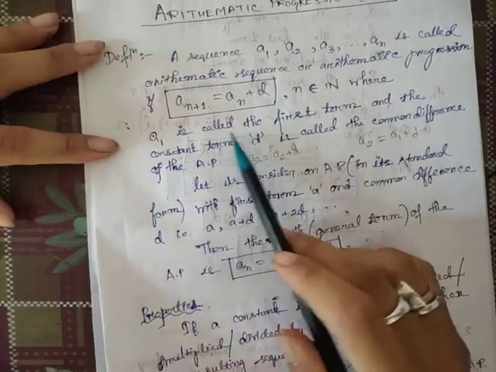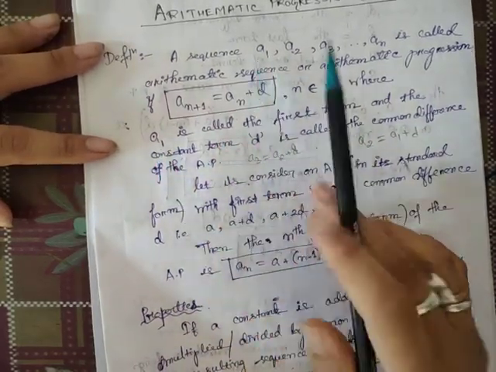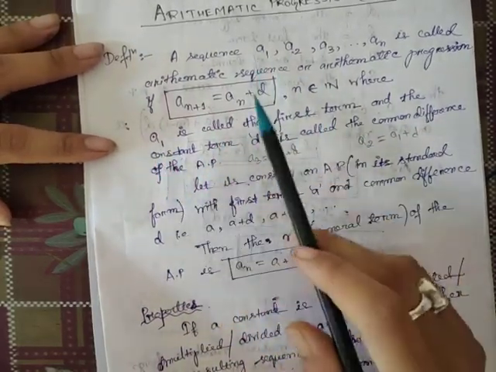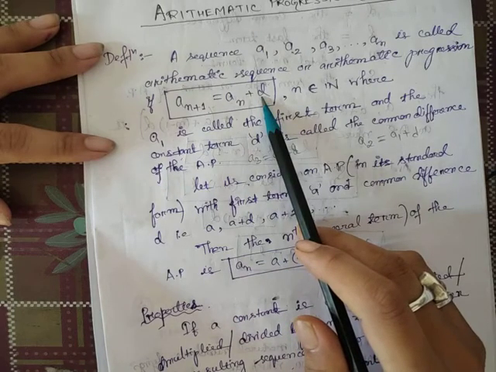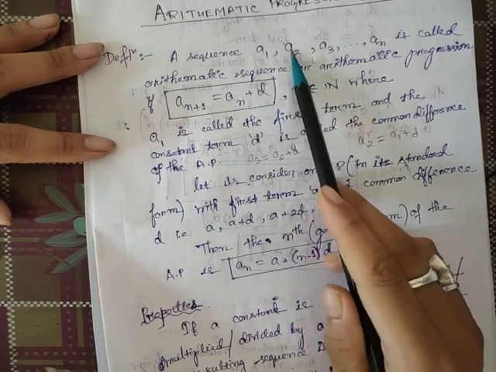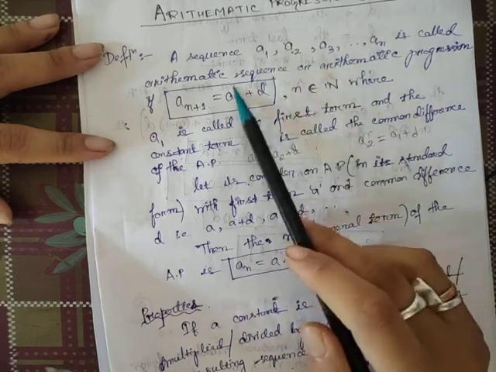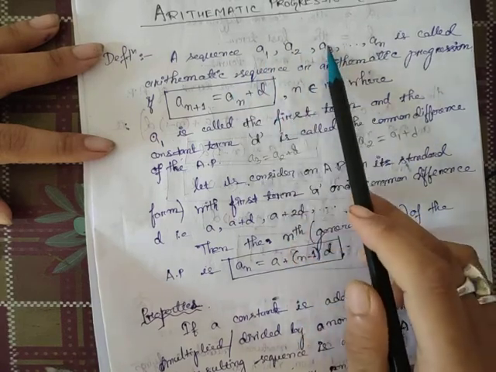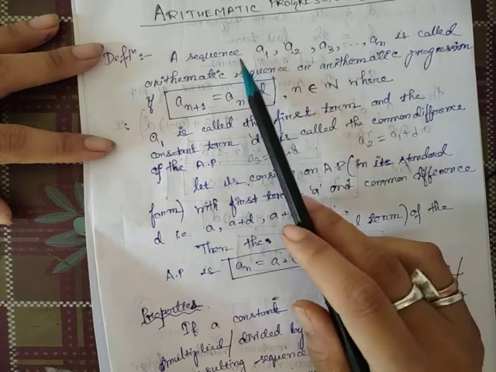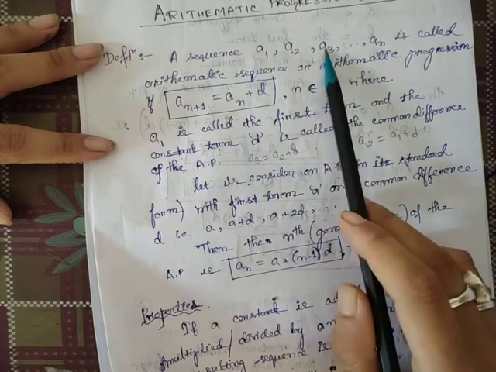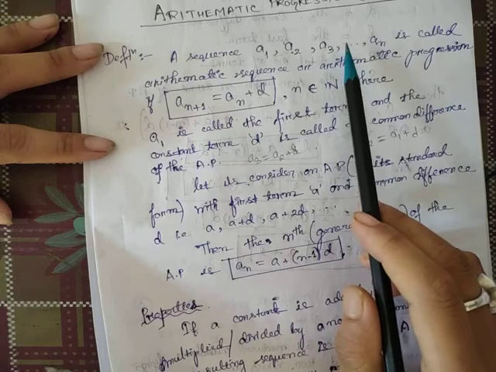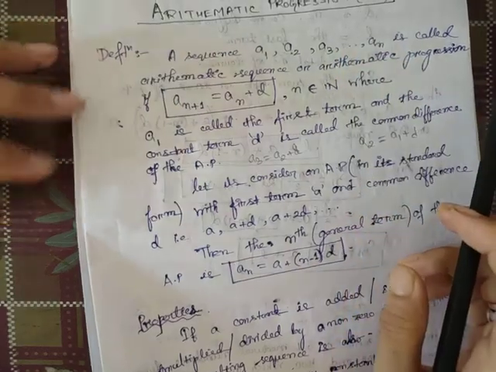Your a1 is called the first term and the constant term d is called your common difference. Common difference means a2 minus a1 is d, a3 minus a2 is also d, a4 minus a3 is also d. So the difference is the same, so d is called your common difference.